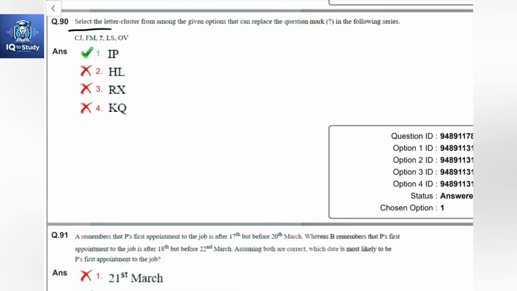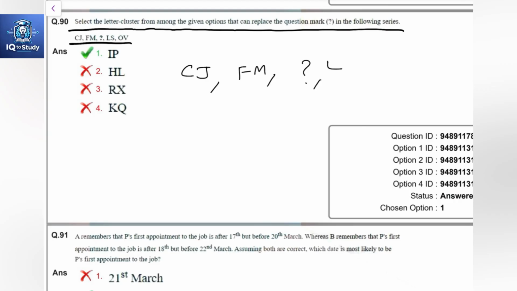Select the letter cluster from among the given options that can replace the question mark in the following series. Given the series is CJ, FM, question mark, LS and OV. Here the pattern is like C to F plus 3 and L to O plus 3. If we take plus 3 here, F plus 3 is I.